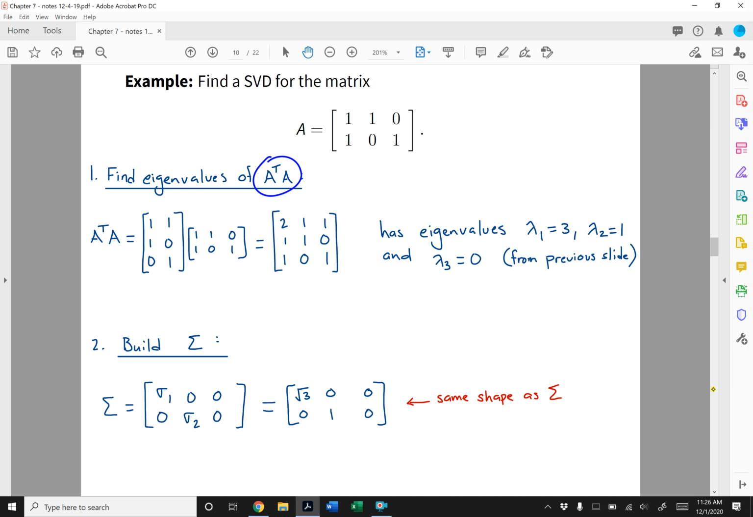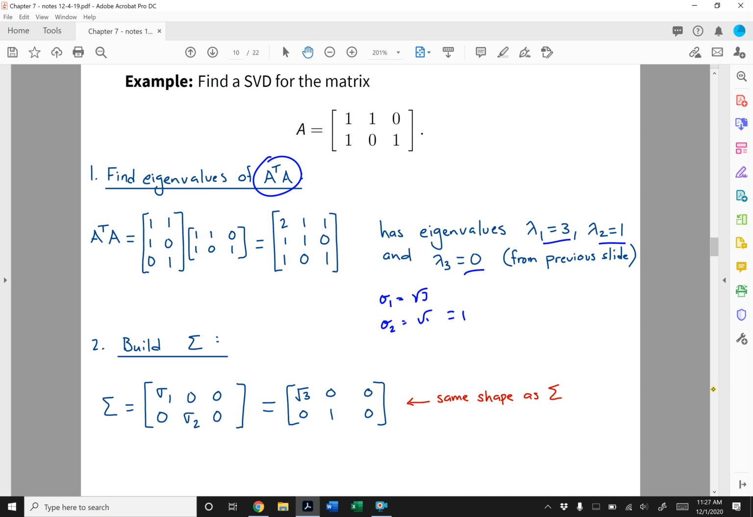On some previous slides that I haven't talked through yet, they already go through and find the eigenvalues of this. You already know how to do that, so hopefully you do: 3, 1, and 0. But that means that the singular values are the square root of 3 and the square root of 1, which is 1. So square root of 3 and 1 are the singular values, not 3 and 1.